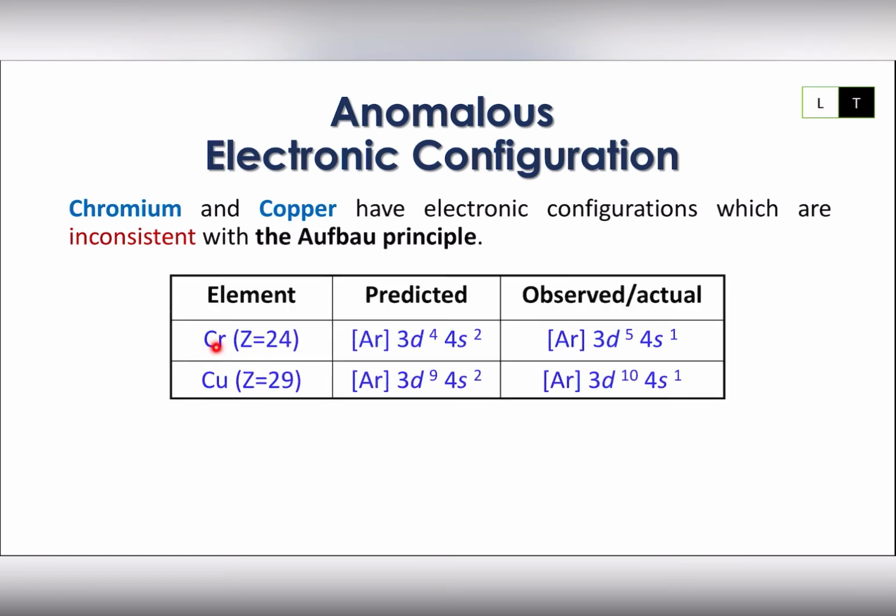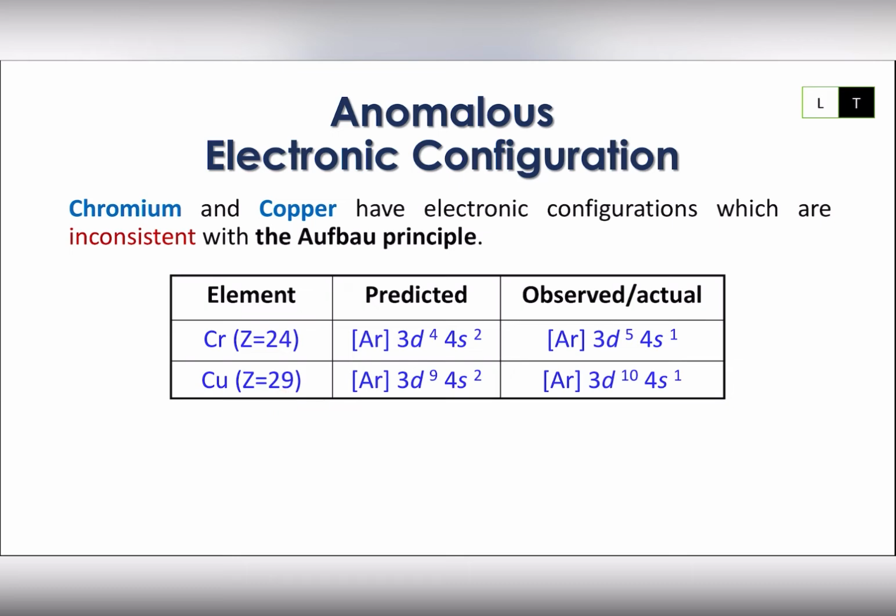Element for chromium, we have 24 proton number. What we have is [Ar] 3d4 4s2. This is what we should predict because we are going to fill in for 4s2 and 3d4. However, the actual one should be [Ar] 4s1 3d5. So this is where you take out one electron from 4s to fill into 3d orbital to get 5.